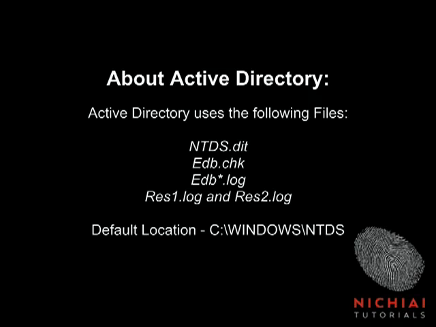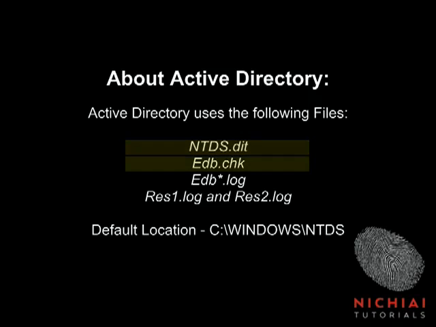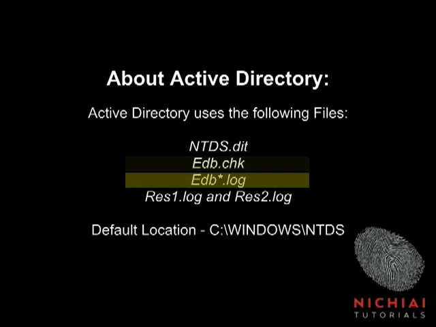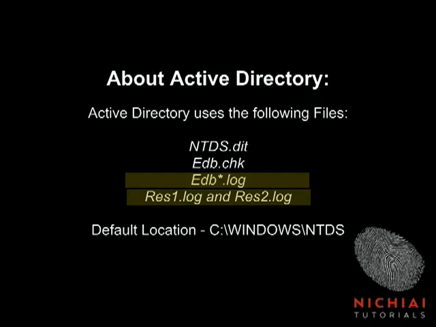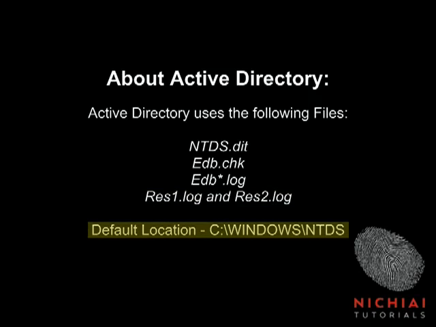Active Directory uses the following files: ntds.dit. This is your database file. edb.chk. This is your checkpoint file. edb.log files. These are your transaction logs, each about 10 megabytes in size. res1.log and res2.log, and these are your reserved transaction logs. Active Directory by default stores all these files in the default location on the C drive, Windows/NTDS, if you're curious.